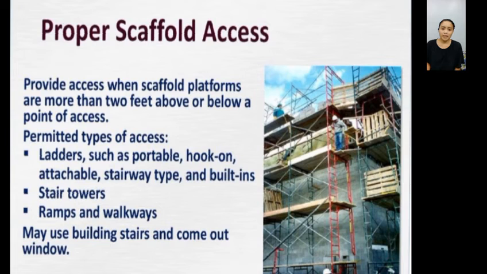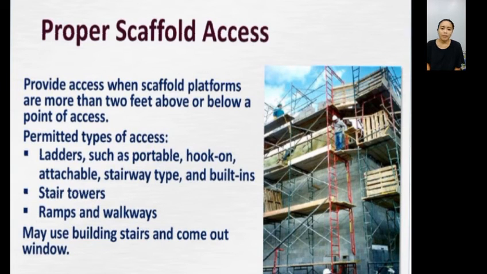Proper scaffold access. Provide access when scaffold platforms are more than 2 feet above or below a point of access. Permitted types of access: ladders such as portable, hook-on, attachable, stairway type, and built-in; stair towers, ramps, and walkways. May use building stairs and come-out window.